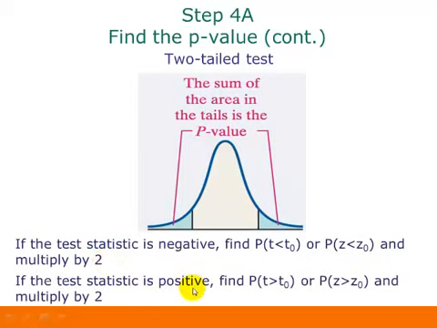If our test statistic is positive, that puts it over here to the right of 0. So in that case, we're going to look at the right tail, find the probability or the area for that tail, and then we multiply that by 2. So it just depends on where your test statistic is. If it's negative, then you find the left tail. If it's positive, you find the right tail, and either way, you multiply that answer by 2.